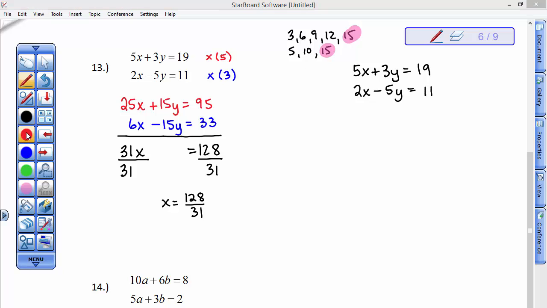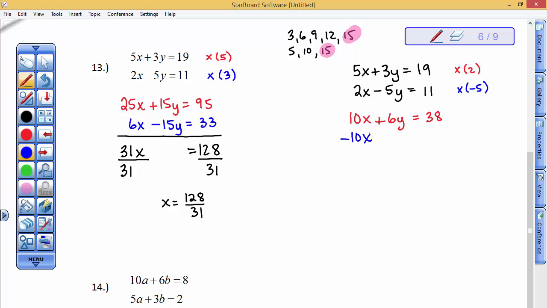So I'm going to multiply the top equation by 2 in order to make this a 10. So that'll be 5 times 2 is 10x. This 3 times 2 is 6y. And 19 times 2 is 38, pretty sure. Then I'm going to multiply the bottom equation by a -5. Now I'm doing a -5 this time because 2 times a -5 will give me a -10x.